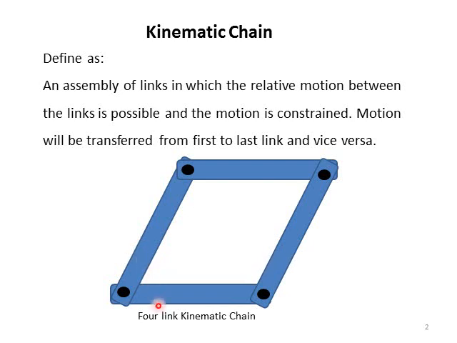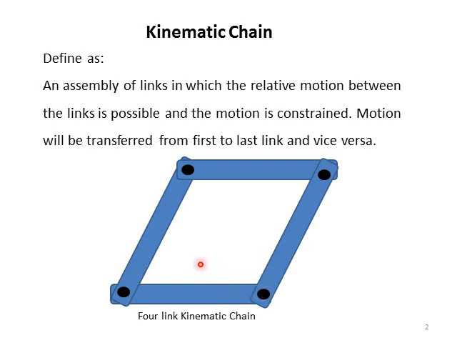This pair is joined by this pin point. Similarly, this link and this link are paired due to the joining at this point. Similarly, this link and this link are joined together by a pin joint here. Similarly, this joint is coupled to the first joint at this point.